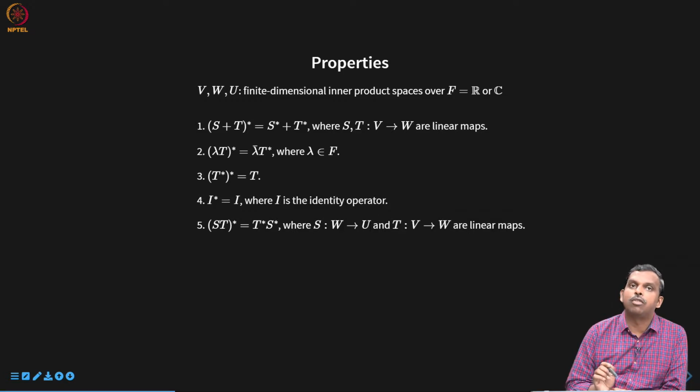So ST is well defined. Okay, so you can look at ST, which will be an operator from V to U, isn't it? I keep saying operator, but it's a linear map. So ST is a linear map from V to U. Now you can definitely ask the question of what is the adjoint of ST.